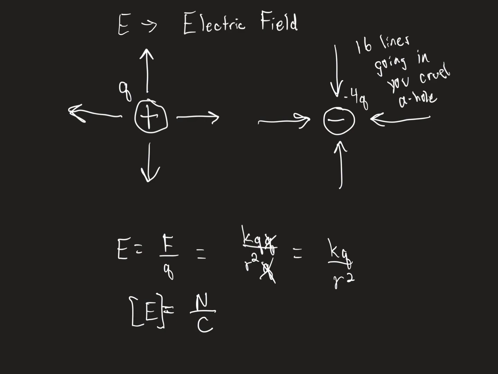So a brief notation kind of thing. This is kind of standard in physics. If you put something into brackets, so I have this E in brackets, that means I'm talking about the units of that quantity. So the units of the electric field are newtons over coulombs.